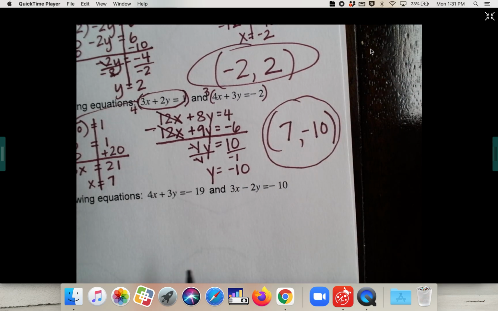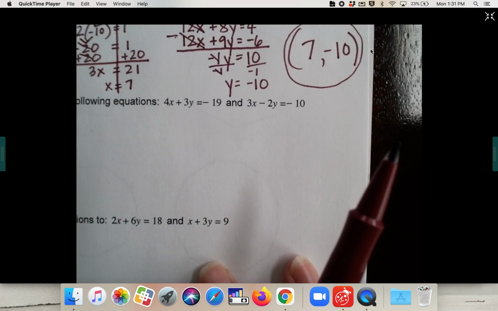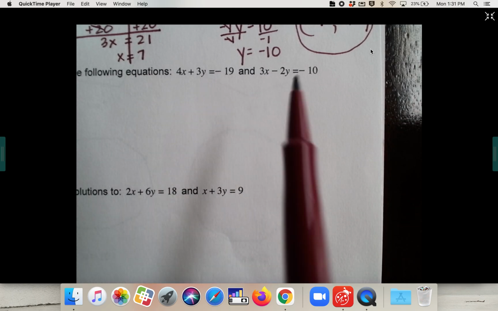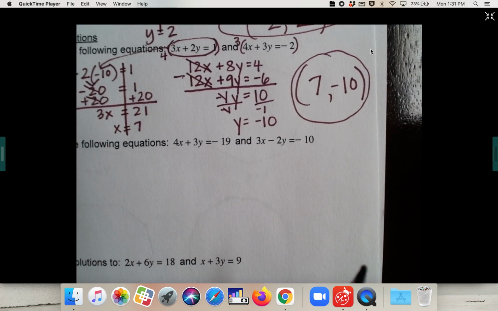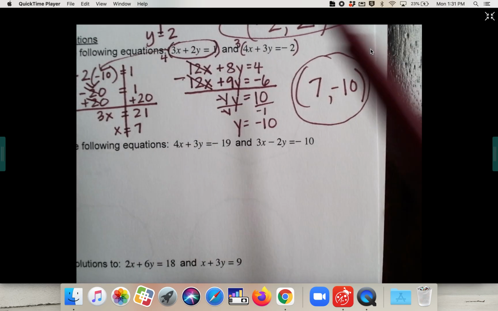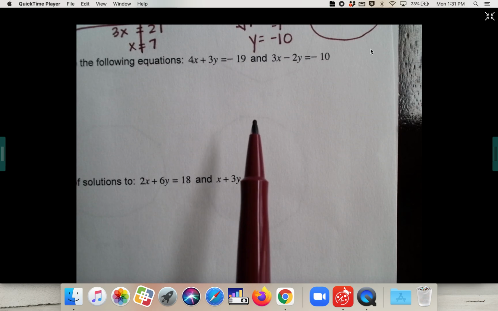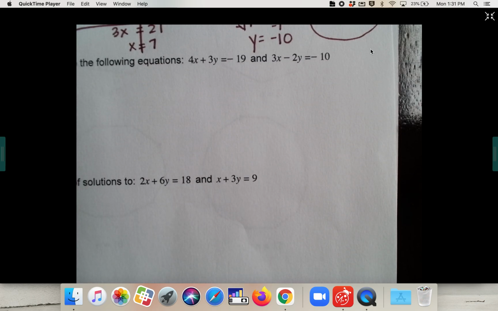All right, try the next one. If this is a good time for you to push pause and try it on your own, you should. But this is where we're going to multiply both equations by anything you want, really. But I chose two different ones in the last one. So go ahead and push pause and try this one on your own. Or if you're not ready, you can watch me do it now.